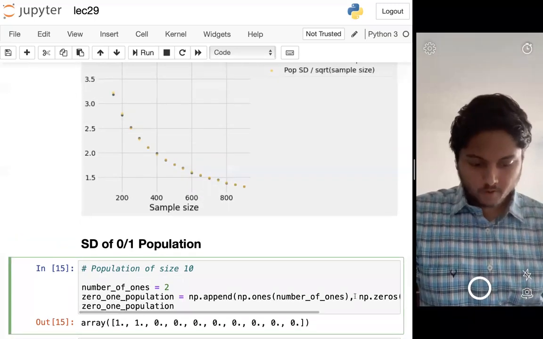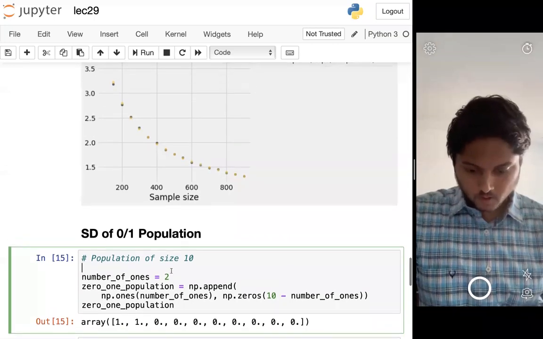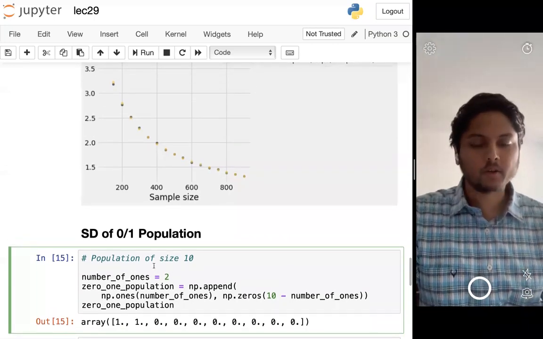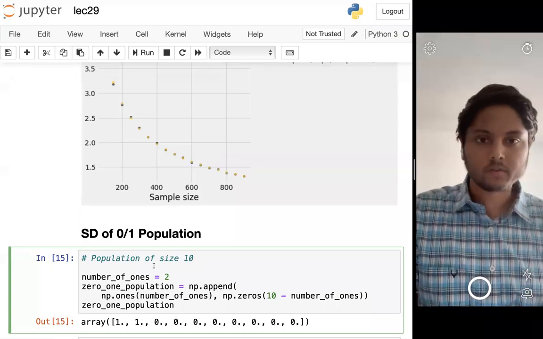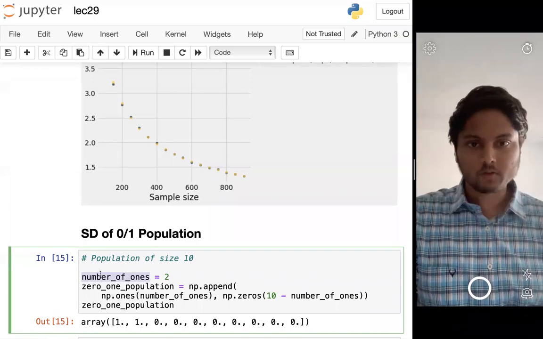And so we have some code here. Let me just put this on another line so you can see it. What this code does is it's going to create a population of size 10. And then the number of ones here is just going to be specified. So we can choose the number of ones.